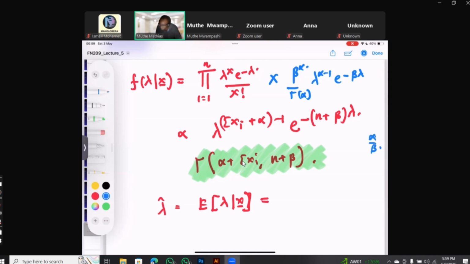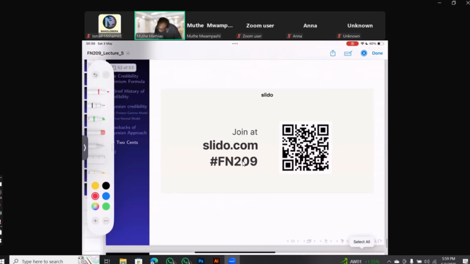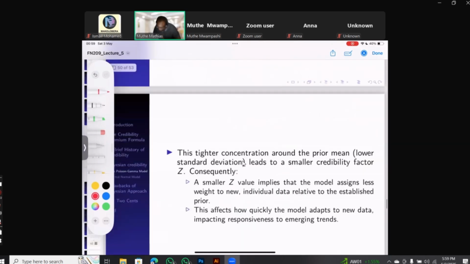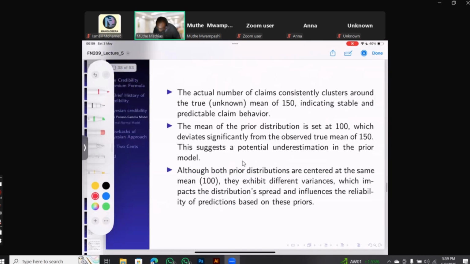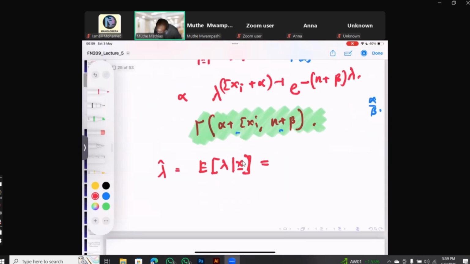So what is my alpha? This, my beta is this one here. So the mean in this case is, okay, my alpha is alpha plus sigma x_i, divided by n plus beta.